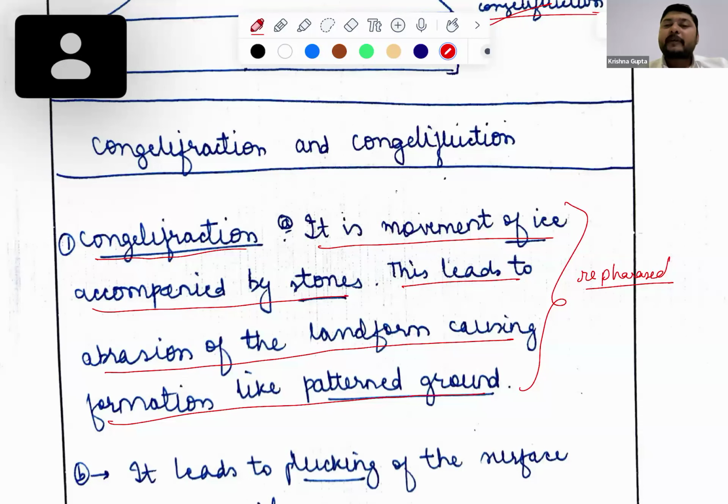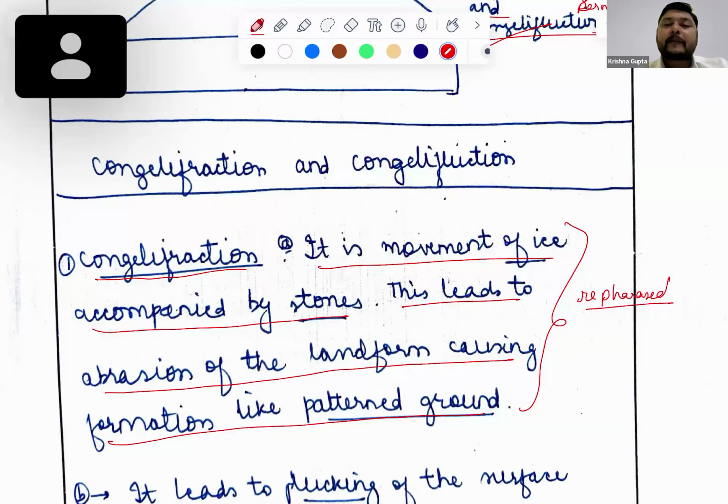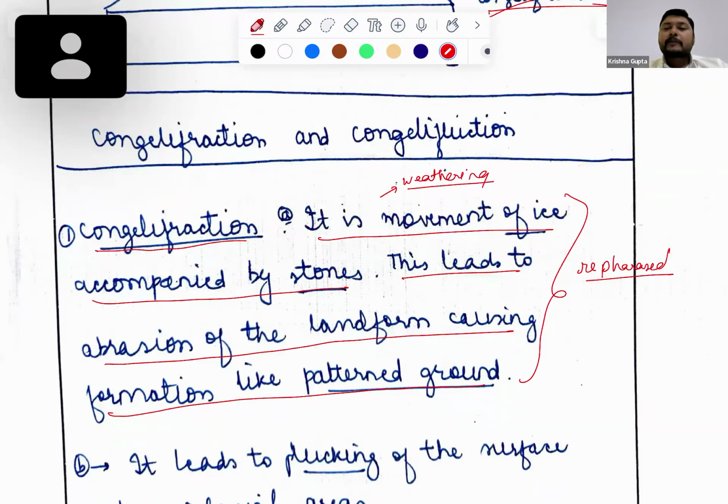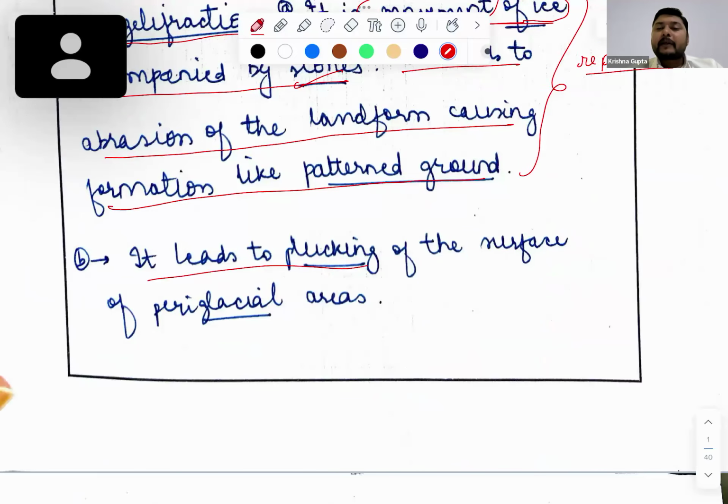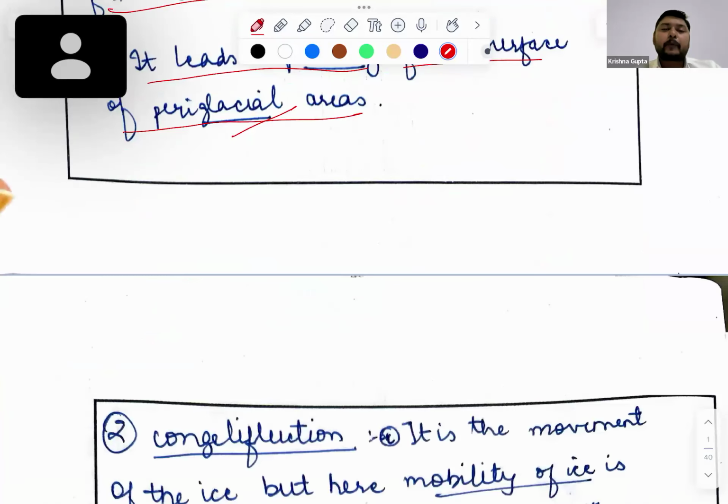This needs to be rephrased, because congelifraction is a weathering phenomenon. It is part of weathering. So we will not talk about the movement of ice or the stones. We will talk about the frost wedging process taking place here. It leads to plucking of the surface of periglacial areas. So we can put this part.